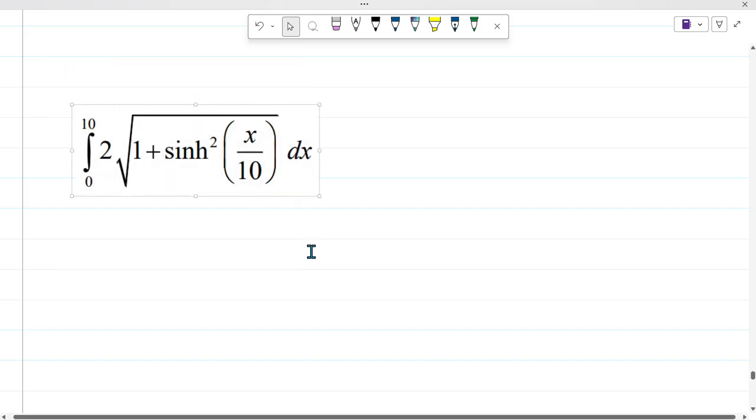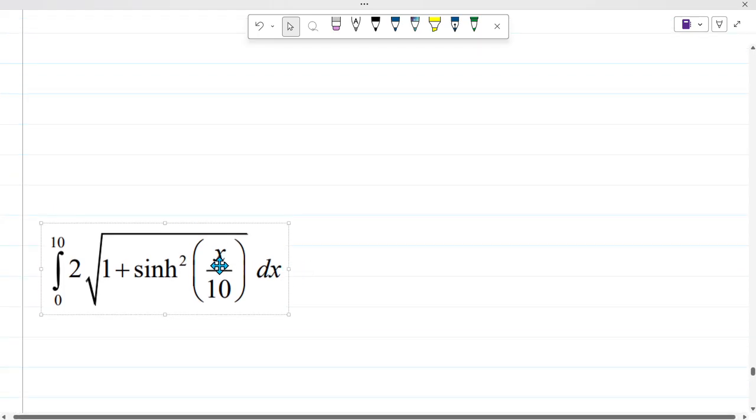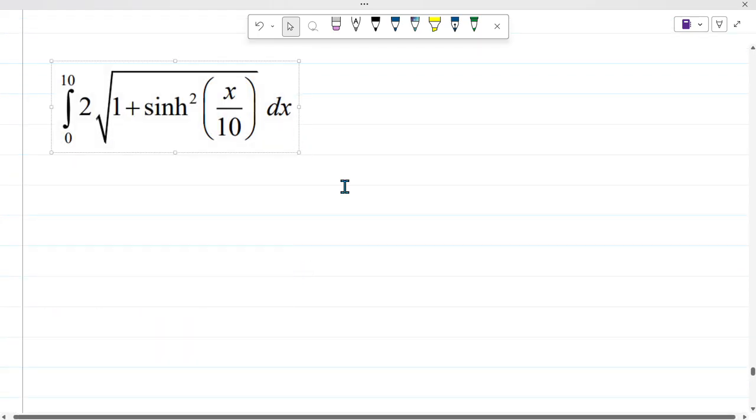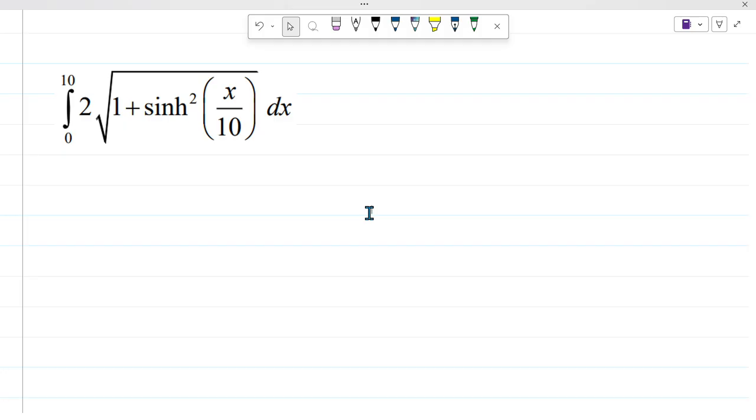All right, so now we have this question here, square root of this. Okay, so now we've got square root of 1 plus hyperbolic sine squared of x over 10 dx. Okay, it looks complicated, but it's very easy. We can see that already there is nothing that was ever differentiated for us to get this square root of this thing that looks like it's complicated, but it's not. So what do we then do?